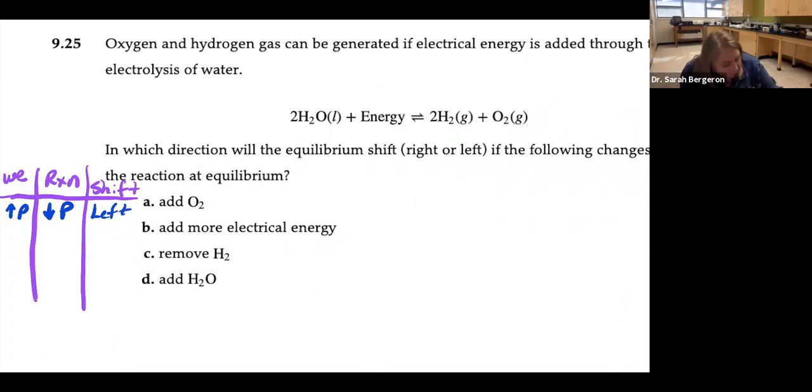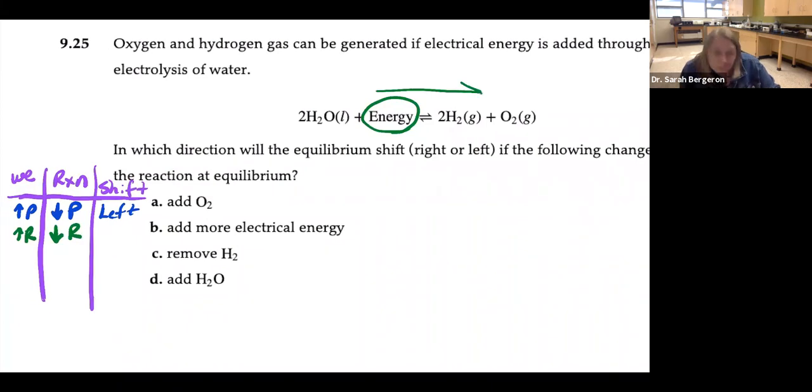B, add more electrical energy. In this case, energy right here is a reactant. So we're going to add more reactant. The reaction is going to want to do the opposite and decrease reactant. How do we decrease reactant? By going to the products. That's a right shift. Okay, this is super simple if you follow this step by step.